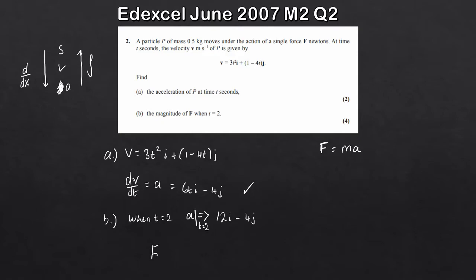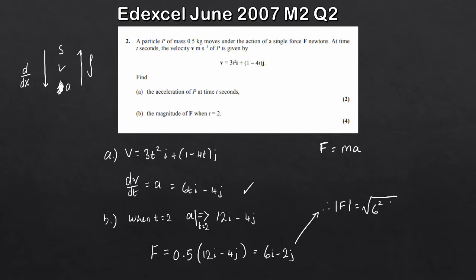So F is equal to ma, where m is 0.5. We're told the particle P has mass 0.5 kilograms. So that's 0.5 times (12i minus 4j), because that's our a. Just divide everything in this bracket by 2, so that's going to be 6i minus 2j. Now what we need to do is work out the magnitude of this, because this is the value of F when t is equal to 2. So therefore the magnitude of F, we just need to work out the magnitude of this now.